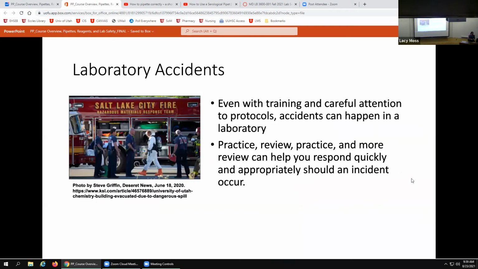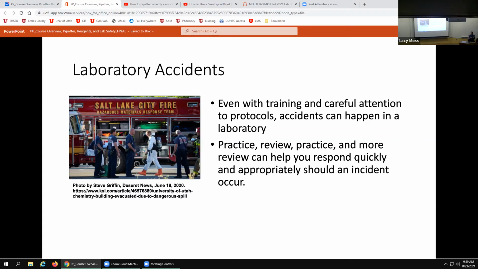All right, so even with training and careful attention to protocols, accidents can happen in the laboratory. We are human. So we want to practice, review, practice again, and then more review to help you respond quickly and appropriately should an incident occur.